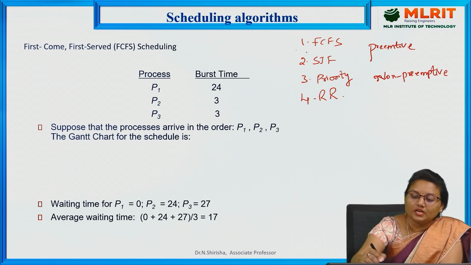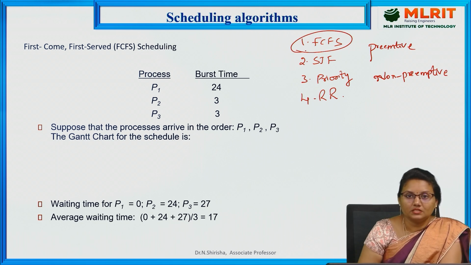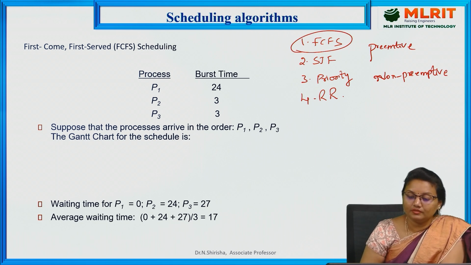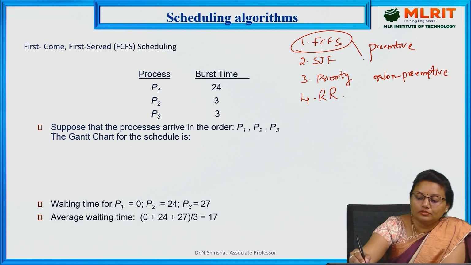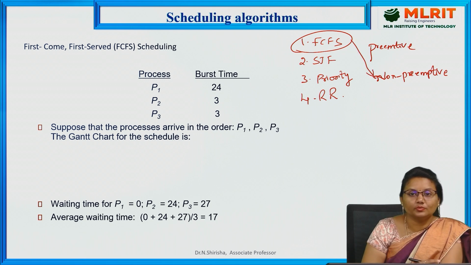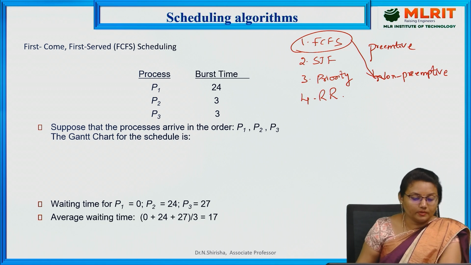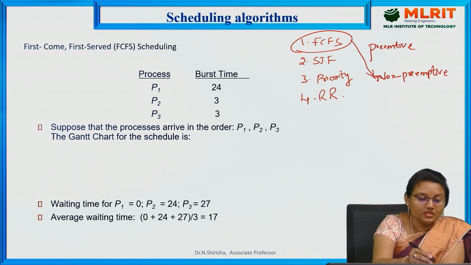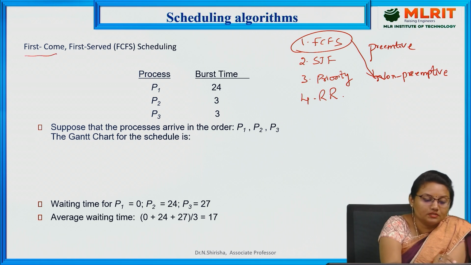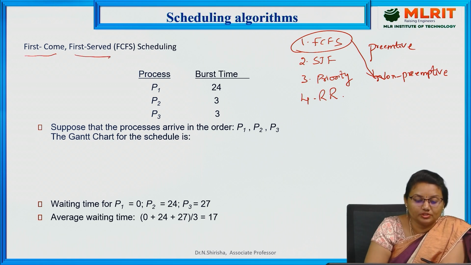So in this session we will see what FCFS and SJF are. FCFS is non-preemptive, as the process which tries to allocate first will be executed first. In FCFS, as the name indicates, it is the first come first served scheduling algorithm.